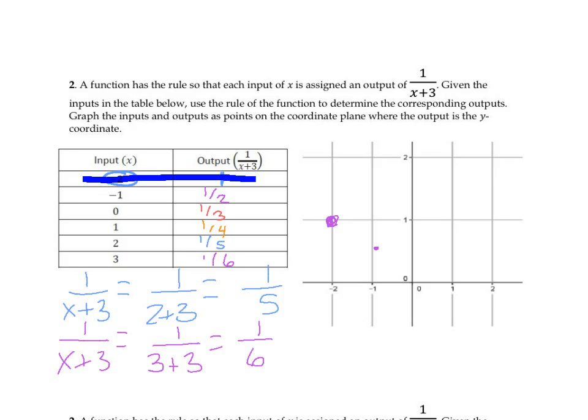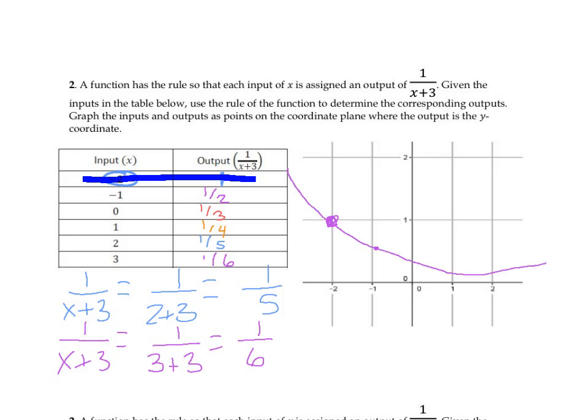Our next set of values is 1, 1 over 4. So that's 1 over 4, which is a little lower. And then we have 2, 1 over 5, which is again a little lower. So for the graph of this function, we're going to connect a curve because this is not a straight line. And this is what our graph looks like.